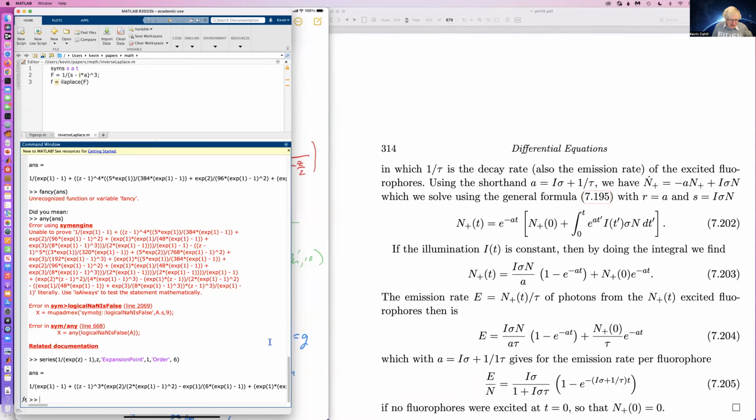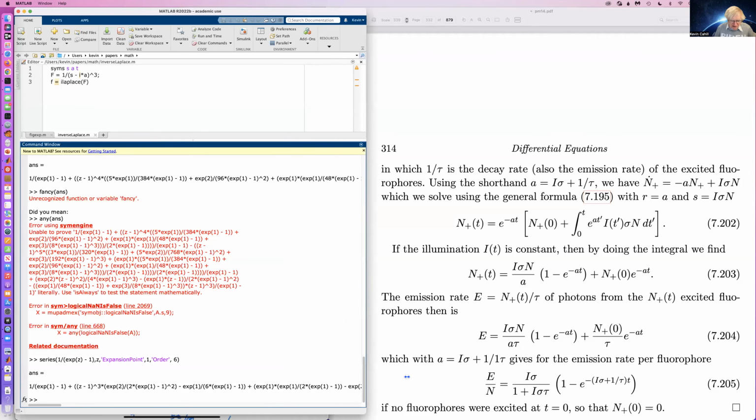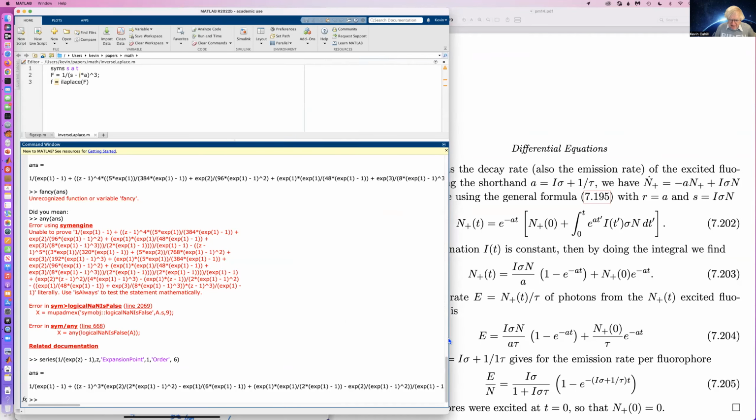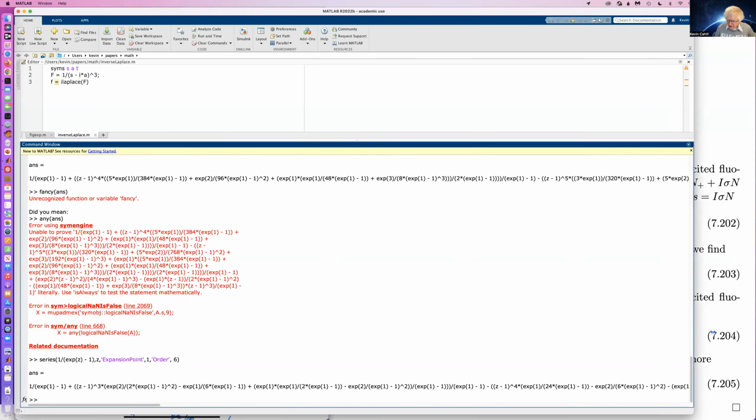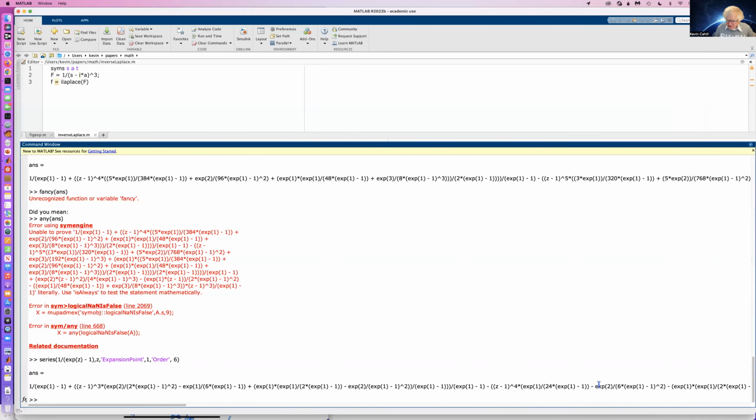And so what you see here then is that it gives you an expansion about the point 1. So here we have z minus 1 cubed. Here we have the value of this thing for z equal to 1, and that's 1 over e to the 1 minus 1. And then we have all these other terms, and they become quite lengthy, as you can see.